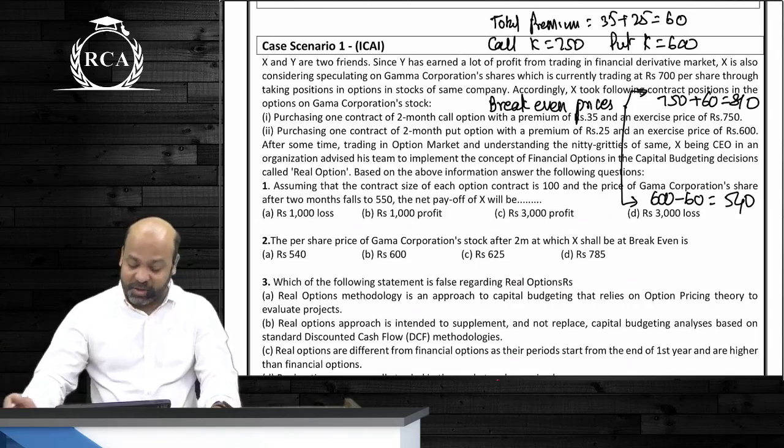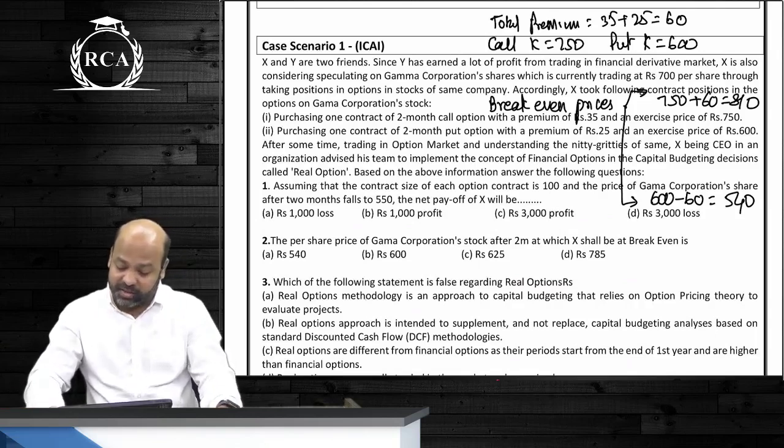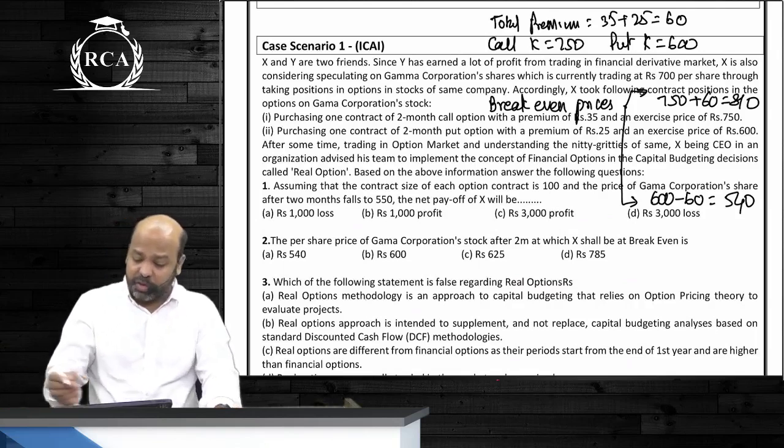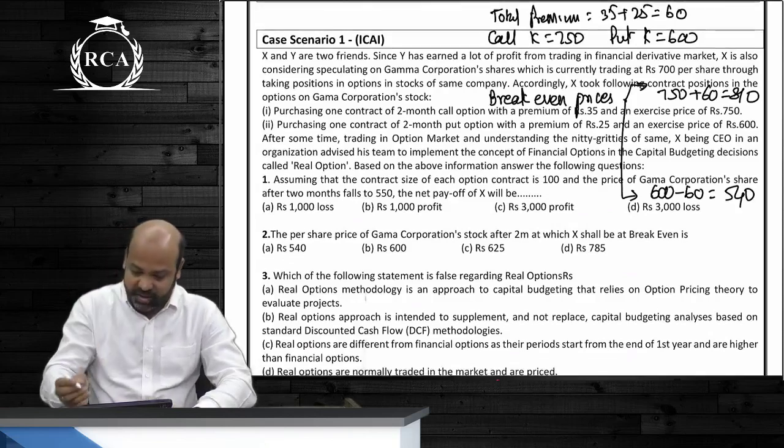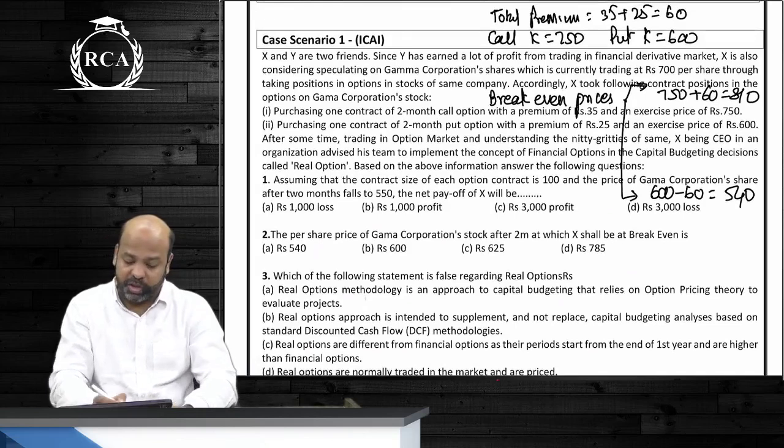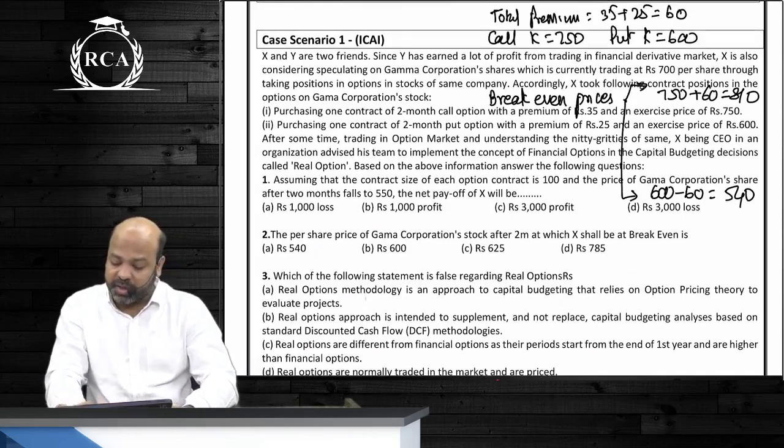Assuming that the contract size of each option is 100, guys, and the price of... look at the last sentence, son. This one sentence is also important. It says: trading in option market and understanding the nitty-gritties of same.